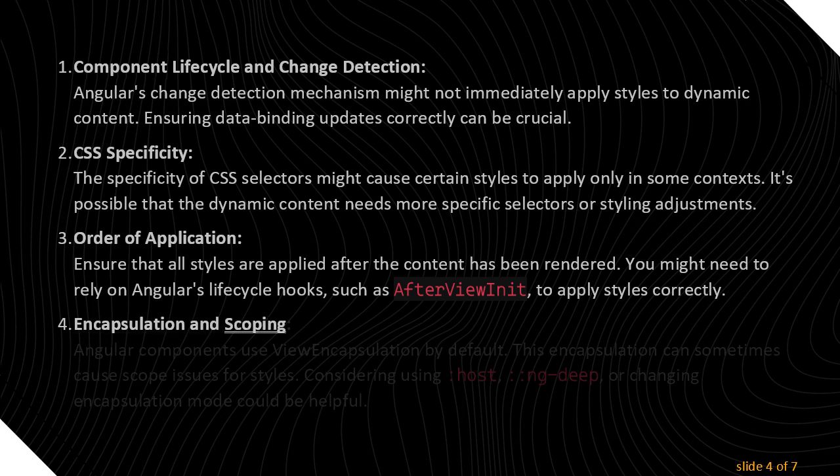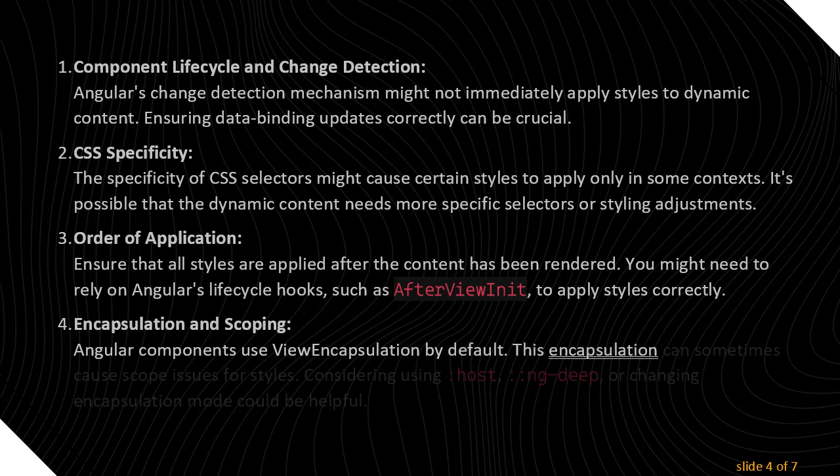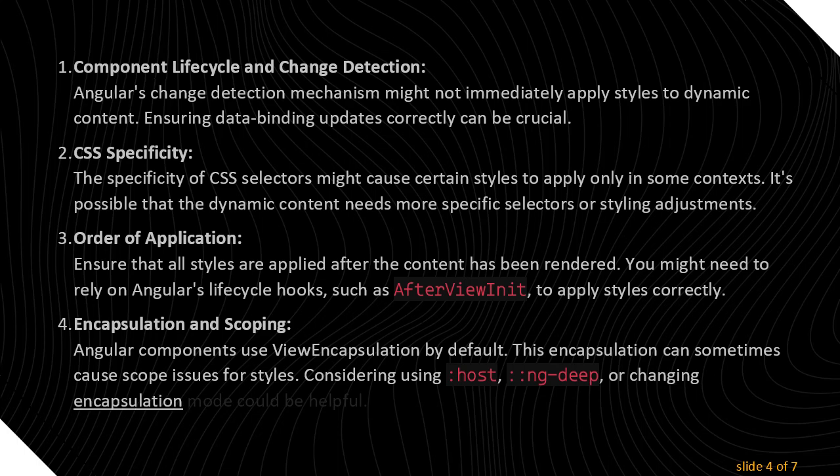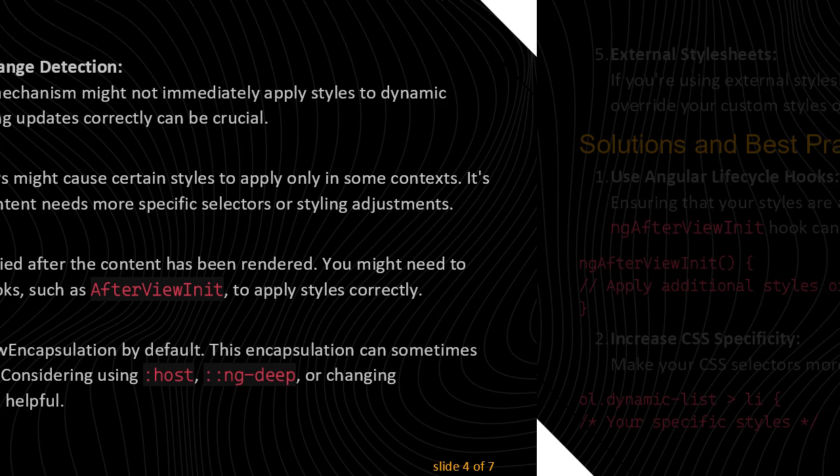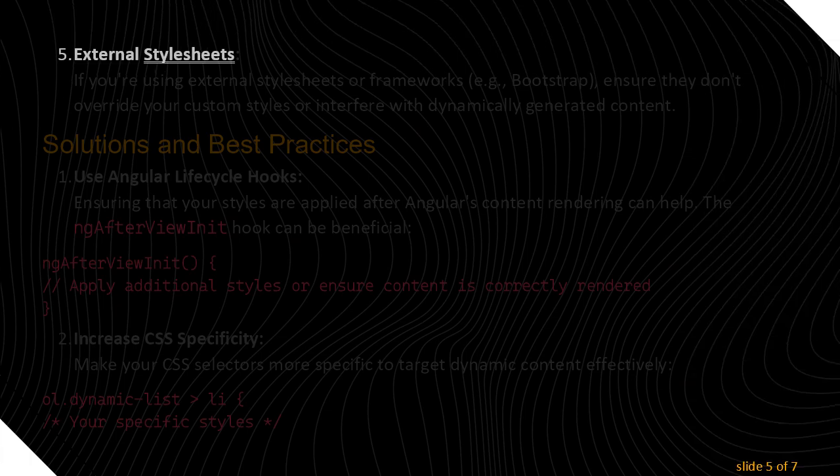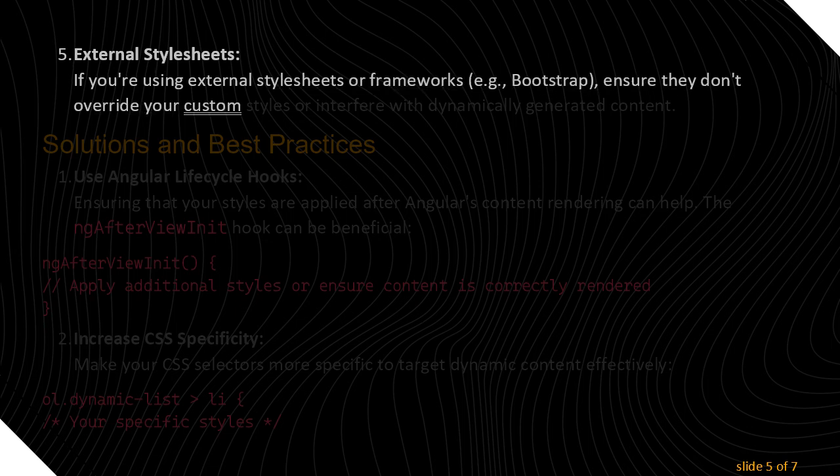Encapsulation and scoping. Angular components use view encapsulation by default. This encapsulation can sometimes cause scope issues for styles. Considering using :host ::ng-deep ol, or changing encapsulation mode could be helpful. External style sheets. If you're using external style sheets or frameworks, for example Bootstrap, ensure they don't override your custom styles or interfere with dynamically generated content.